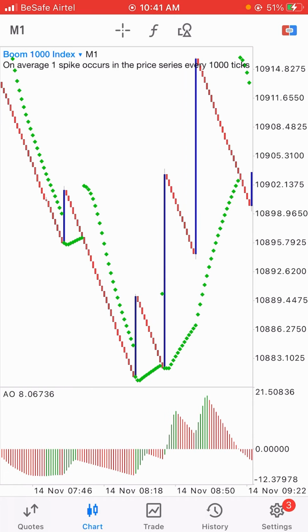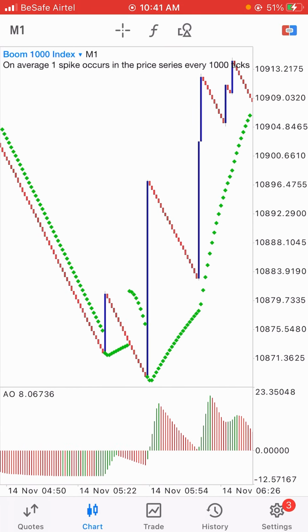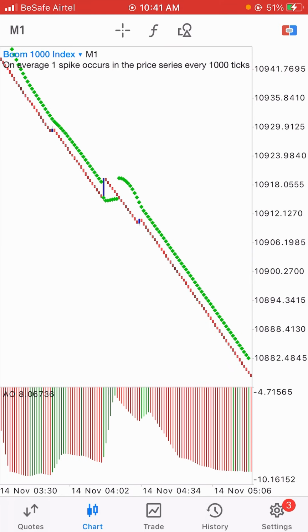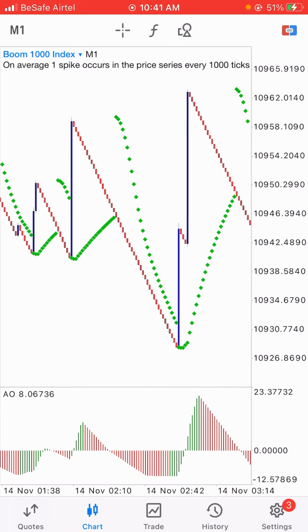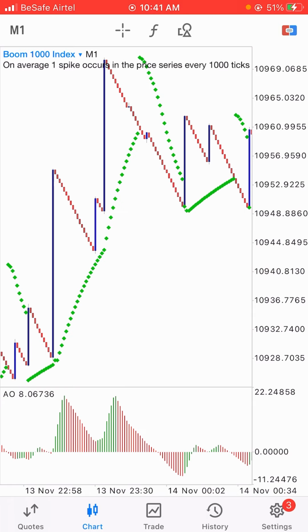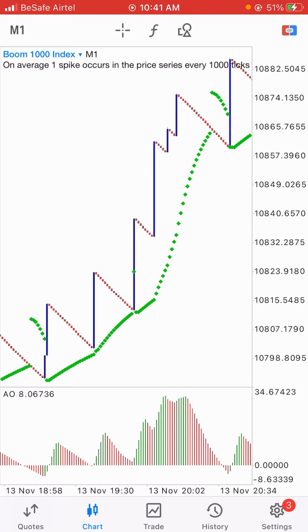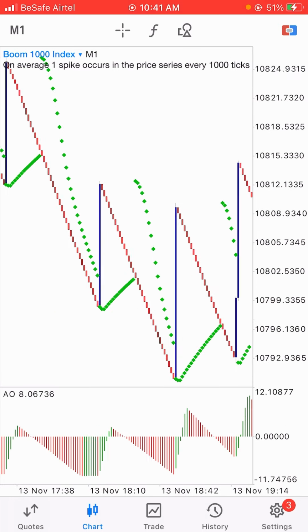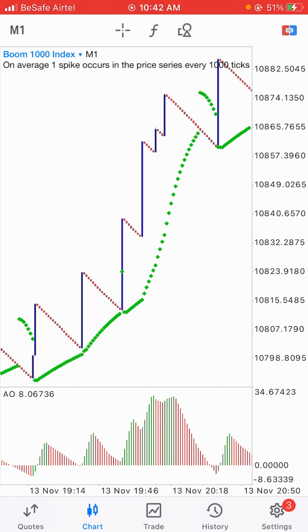There are some rules you need to be following, and the rules are simple. You need to identify the trend of the market. You should be able to identify if the market is in a downtrend or uptrend. For us to catch the spikes in Boom, the price needs to be in an uptrend. That's when you are going to catch a lot of spikes, and be in massive profit when you are trading with the trend.